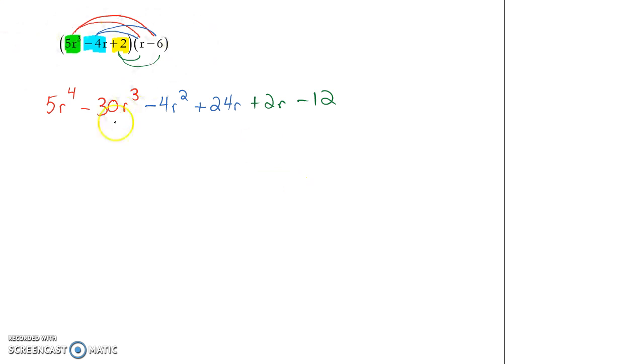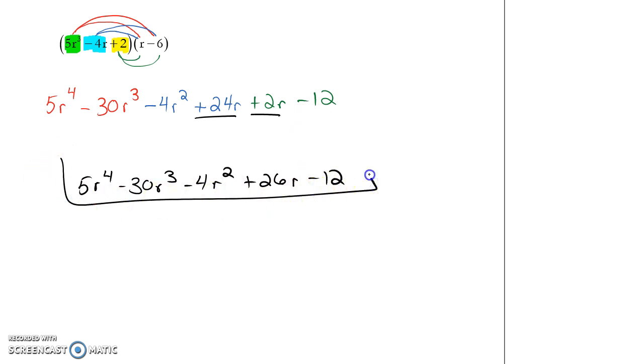Again, more multiplying, more or different like terms. No like terms with r to the fourth, so 5r to the fourth is my first term. No like terms with r to the third, so negative 30r to the third is my second term. No like terms with r to the second, so I'm sticking with what I have right now. But I do have 2 r terms. I do have to combine those terms. Plus 26r, and no like terms with my constant term. Now I'm done.